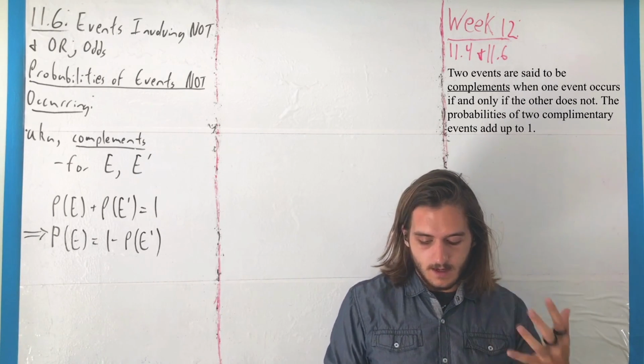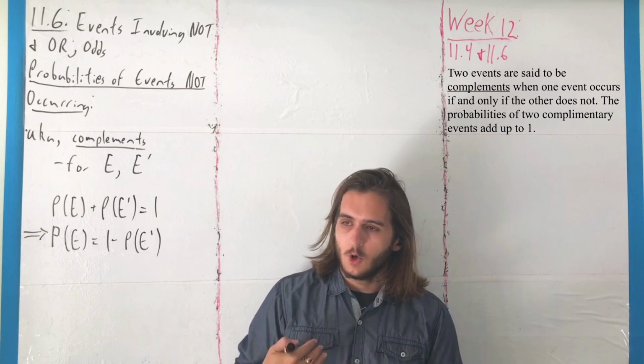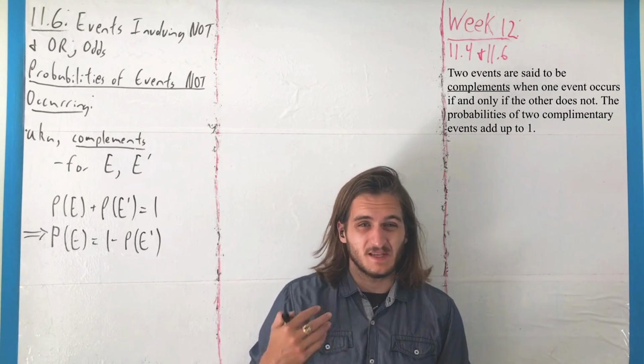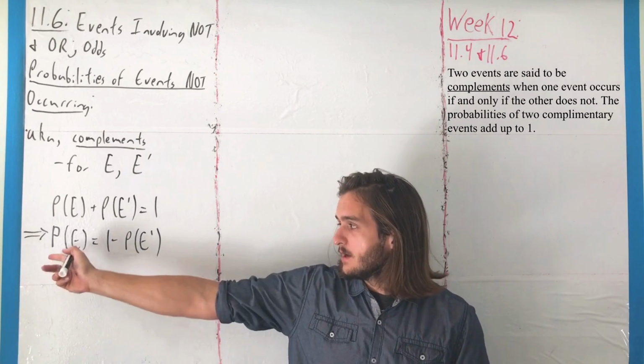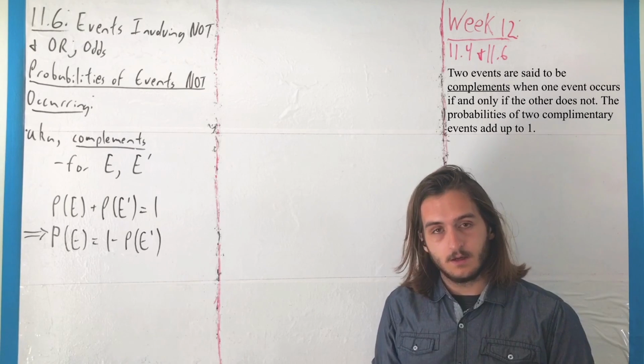More usefully, more meaningfully, if we want to get the probability of some event that might be a little bit complicated, we can use the opposite event, which might be simpler, and say that the probability of E is also equal to 1 minus the probability of its complement.